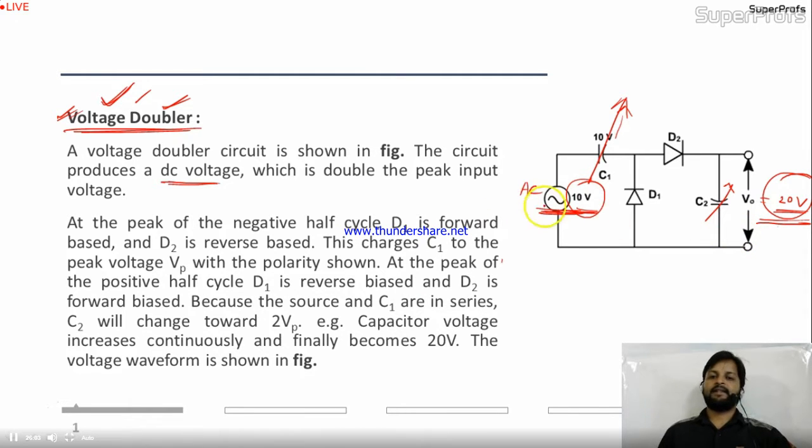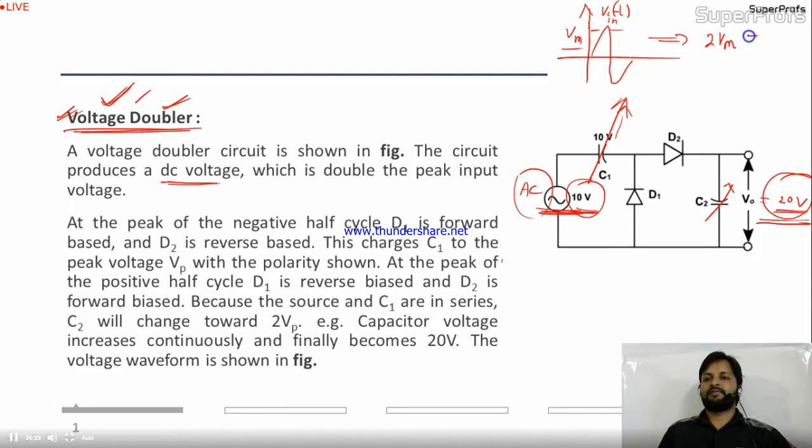See, in the AC circuit, if your input is like this, this is your input, okay? Let's take it Vin. So this is the max value. If the max value is Vm, at the output you will get 2Vm. This will be your output according to this voltage doubler circuit. So the circuit produces a DC voltage which is double the peak input voltage. This is the peak voltage, okay?